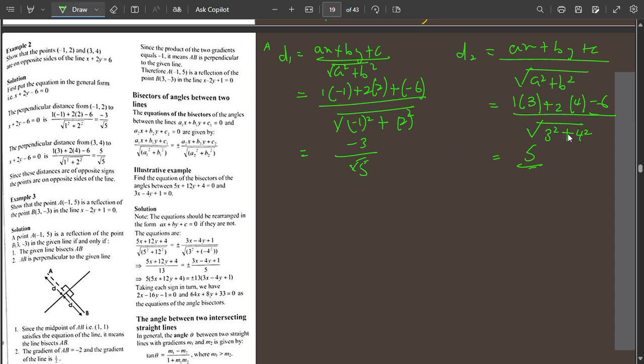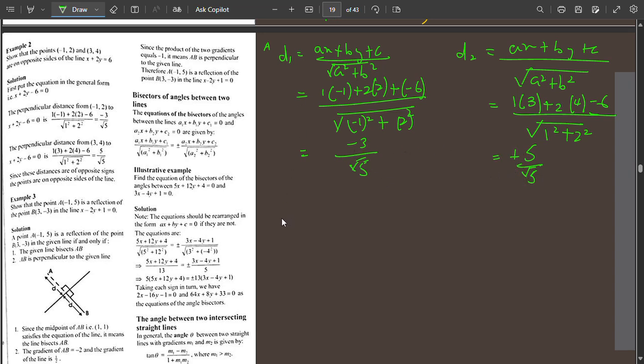It's 5 over, this is A and B, right? A from here is 1, and then B from here is 2. So I made a mistake by substituting 3 and 4. It's supposed to be 1. So 1 and 2. That's square root of 5. Right, so you realize that this one has a positive sign, this one has a negative sign.